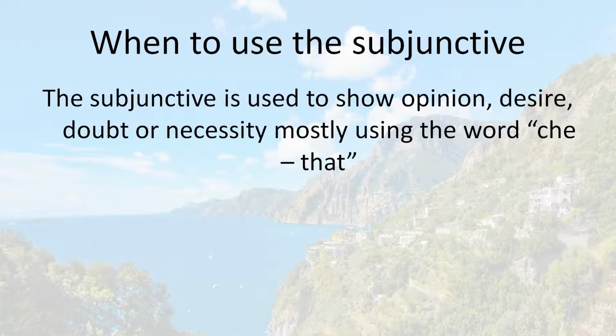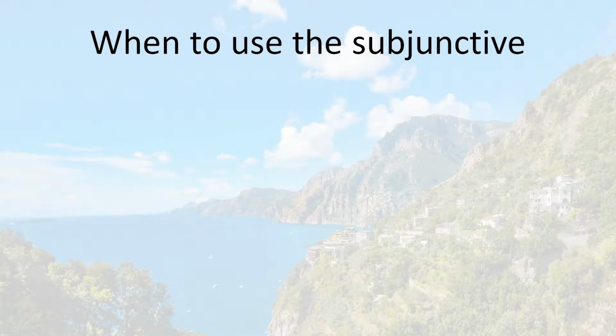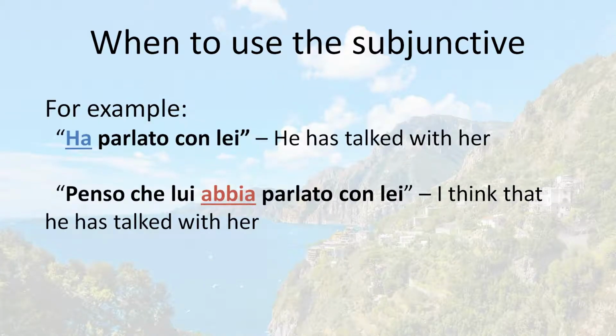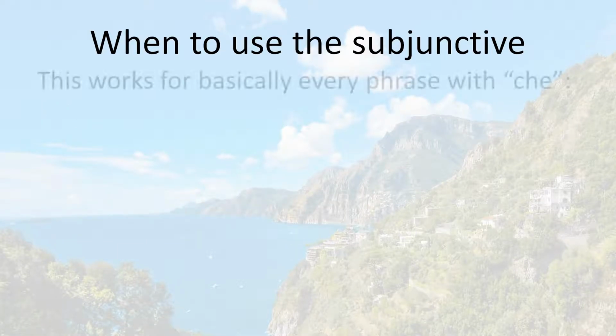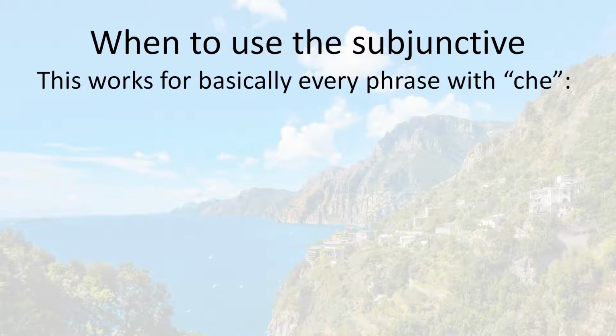The subjunctive is used to show opinion, desire, doubt, or necessity, mostly using the word che for that. Ha parlato con lei. He has talked with her. Penso che lui abbia parlato con lei. I think that he has talked with her. So as penso che, I think that, is an opinion, you change the verb. This works for basically every phrase with che.